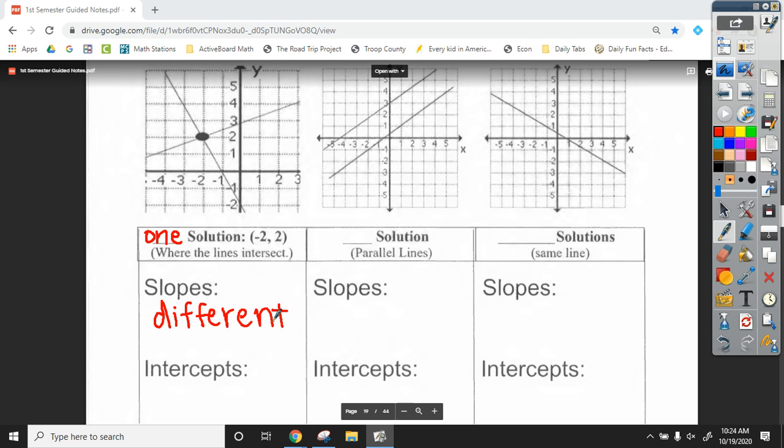Because remember, you have two equations here, so you're looking at the equations in slope-intercept form. If the slopes are different, you're going to have one solution. The intercepts can be the same or they can be different. It does not matter.